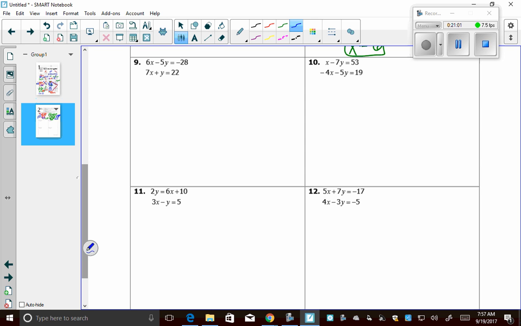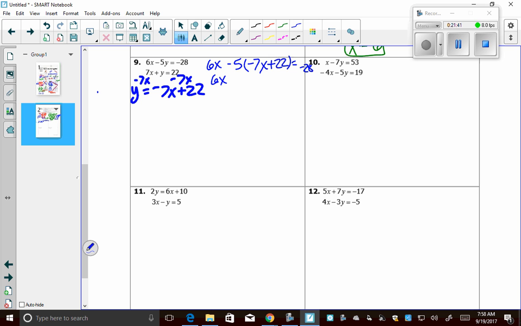Number 9, they don't give you a problem set equal to y. So to me, if I look at my two equations, the easiest one to set equal to y. After you do that, you're going to plug in negative 7x plus 22 into y. So I'm going to have 6x minus 5 times negative 7x plus 22 is equal to negative 28.